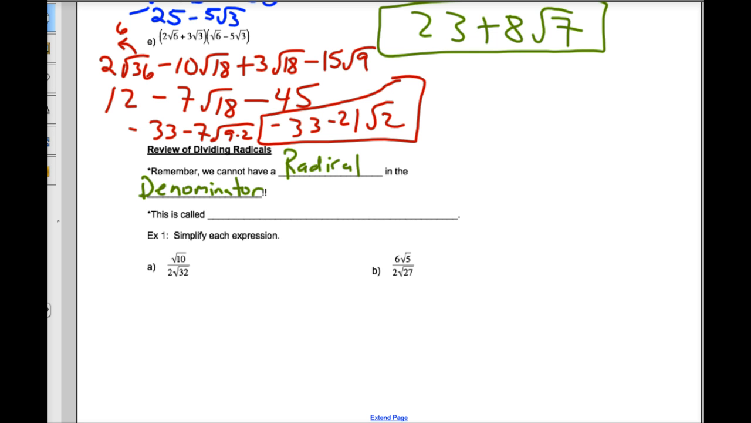You can't have a radical in the denominator. This is called rationalizing the denominator. You know this expression, people, when you go over to Maine South. Guys, do not go over there and say, I don't remember anything. The phrase rationalize your denominator means to get rid of all your square roots in the denominator.